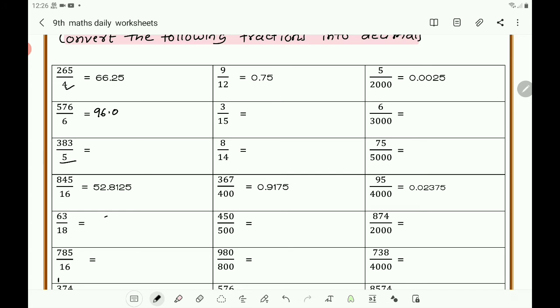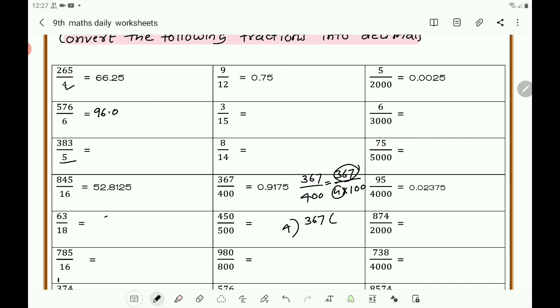Here also 367 by 400 is there. Now you can do it here. 367 by 400 is nothing but 367 by 4 into 100, so you write 4 into 100. Here the 100 you got, you write as it is. Now you divide 367 by 4.